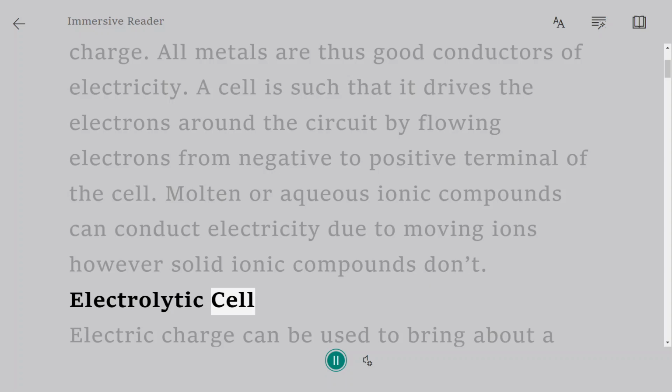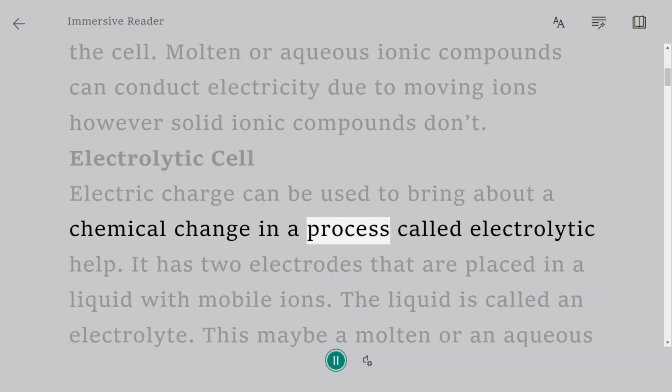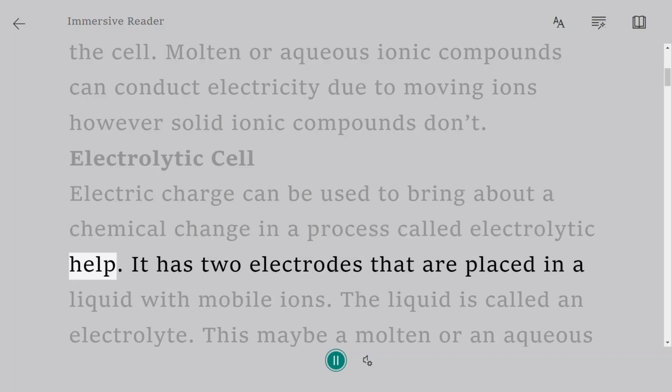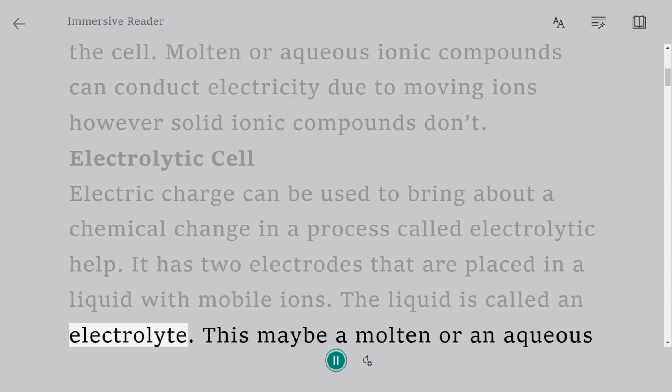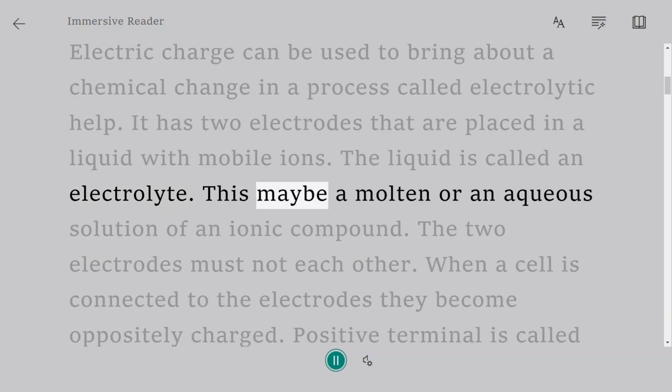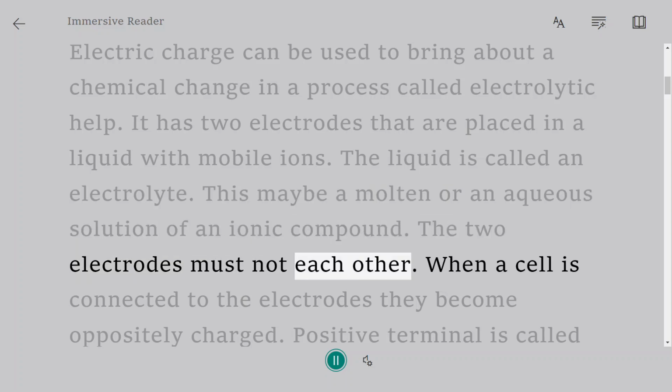Electrolytic cell. Electric charge can be used to bring about a chemical change in a process called electrolysis. It has two electrodes that are placed in a liquid with mobile ions. The liquid is called an electrolyte. This may be a molten or an aqueous solution of an ionic compound. The two electrodes must not touch each other.